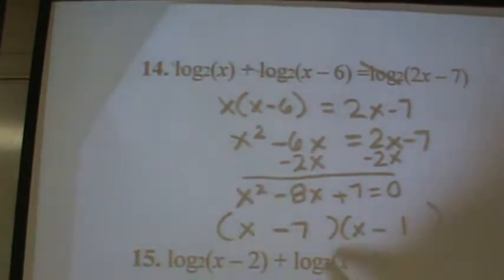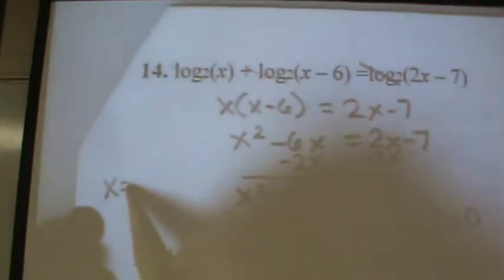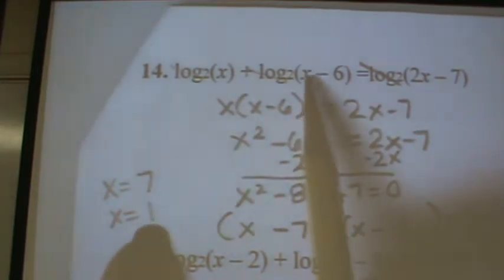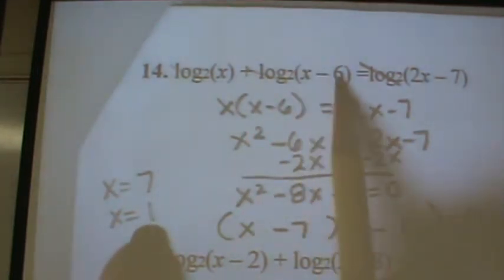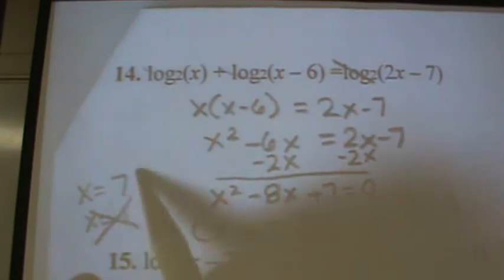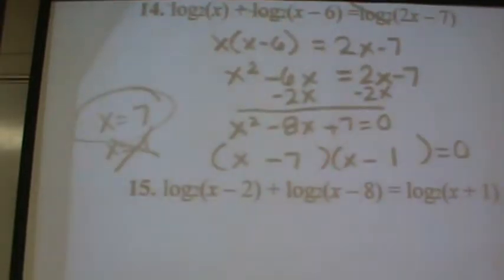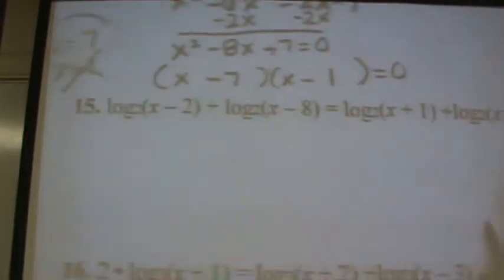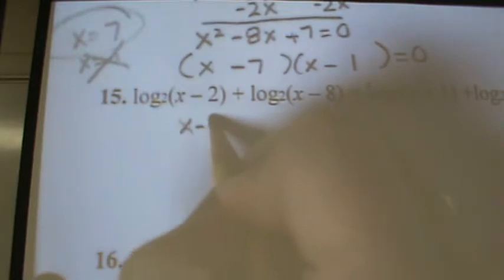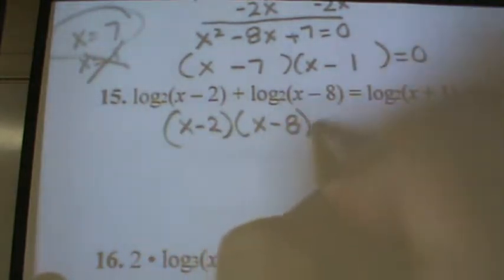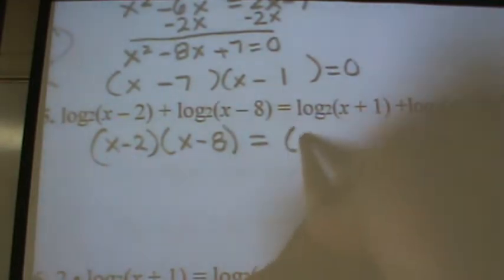So your two answers are 7 and 1, possible. And 1 won't work because if I put a 1 right here, 1 minus 6 is negative 5. So 7 works. Number 15, you've got a product. This is good practice for you guys on factoring.